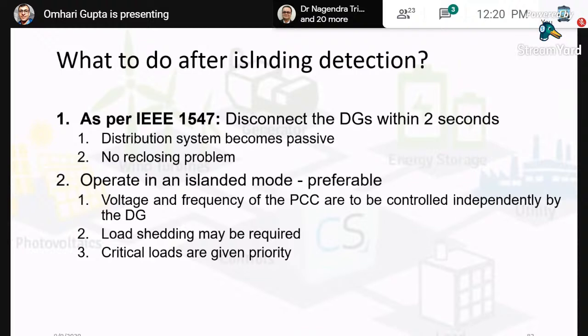Okay. The second option is you may remain connected, which is actually preferable, as that will give you full utilization of the resources. Okay. Voltage and frequency of the PCC are to be controlled by you independently, and you may also apply load shedding, and critical loads can be given the priority.